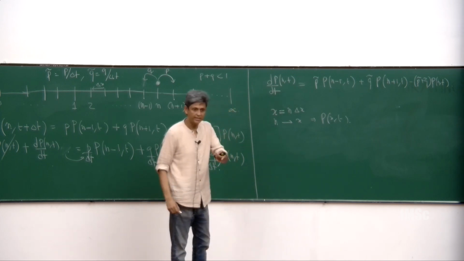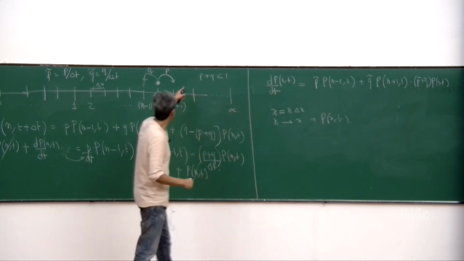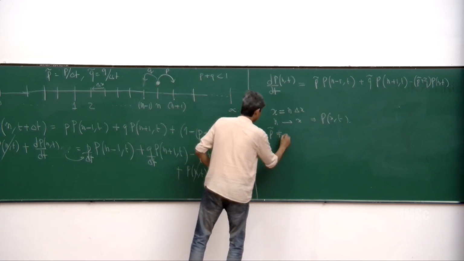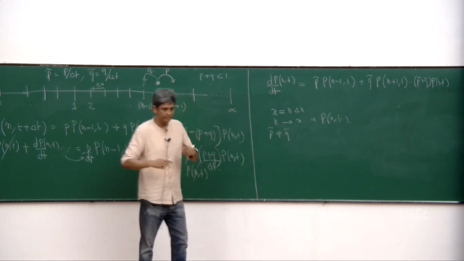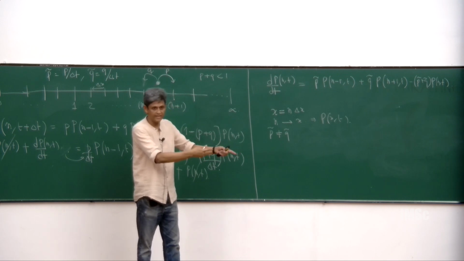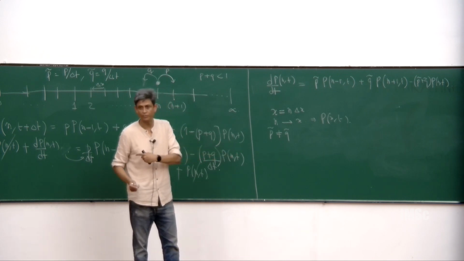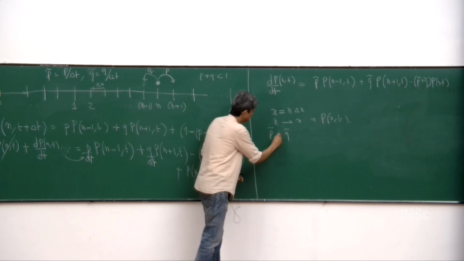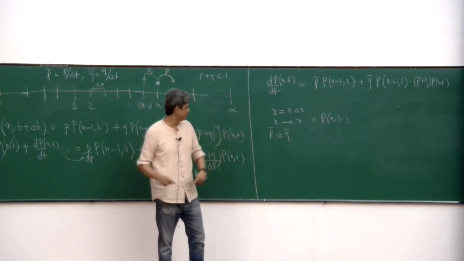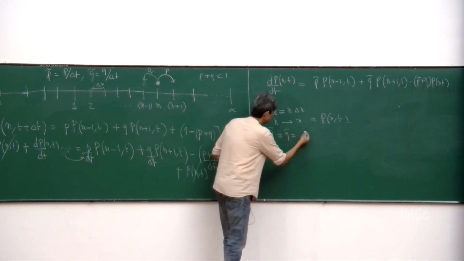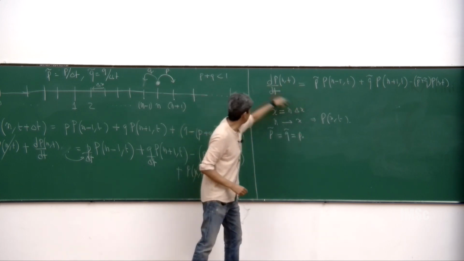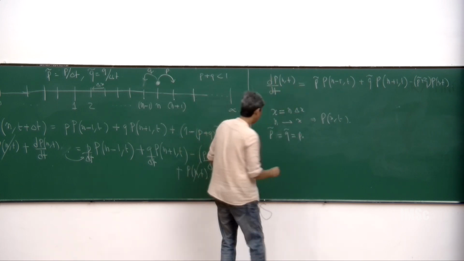Secondly, let us make another assumption. Suppose initially this p tilde was not equal to q tilde, which means the rate at which I hop to the right is not equal to the rate at which I hop to the left. But now if I make them equal, so that the transition rates on both sides are equal, I will call it some p naught. So this equation then simplifies a lot, and you can tell me what this equation is.